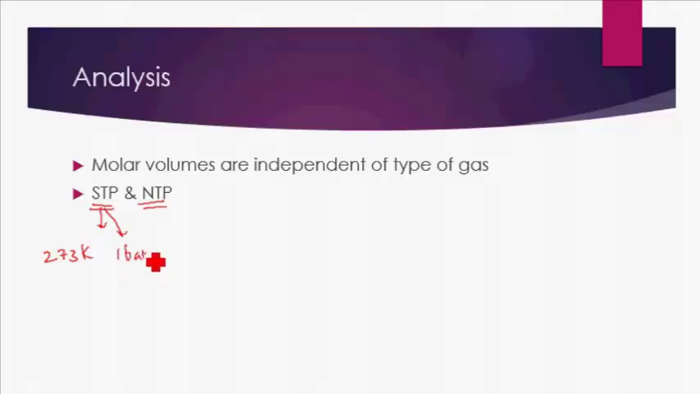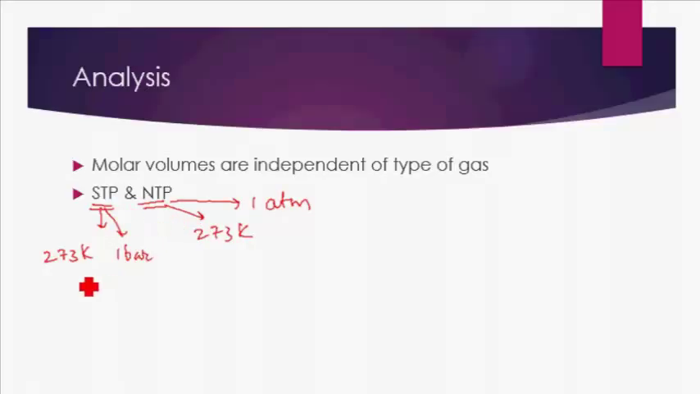Okay, initially STP, that is standard temperature and pressure, was taken as 273 Kelvin and 1 atm, that is 1 atmosphere. But now that has become NTP, and STP is 1 bar. So NTP, normal temperature and pressure, is now considered to be 1 atm and 273 Kelvin. Okay, so this is the difference between STP and NTP.